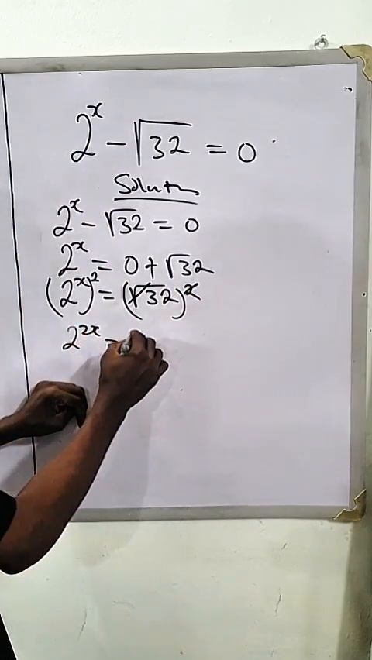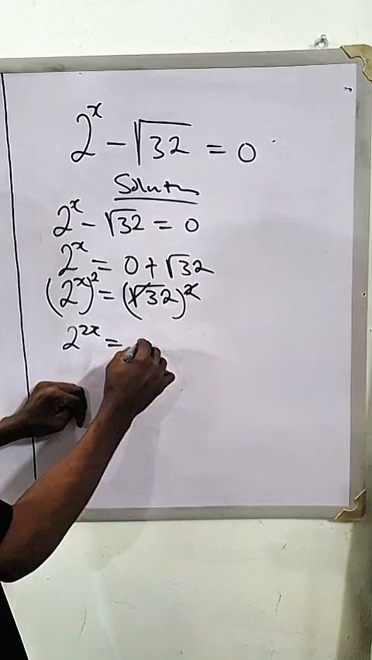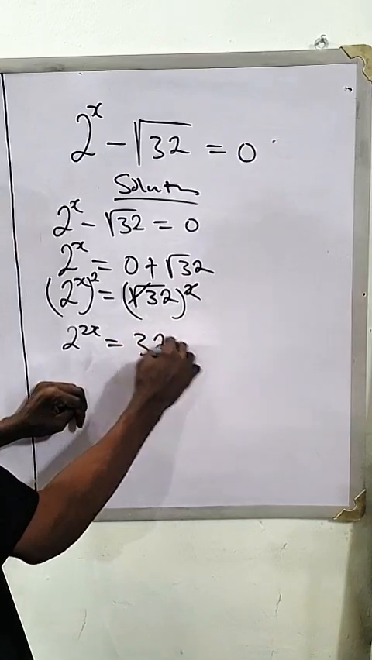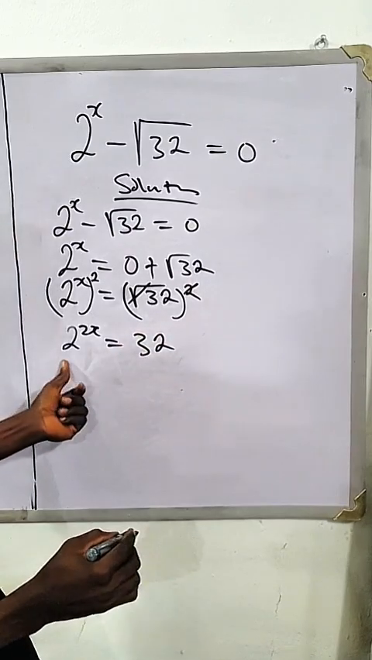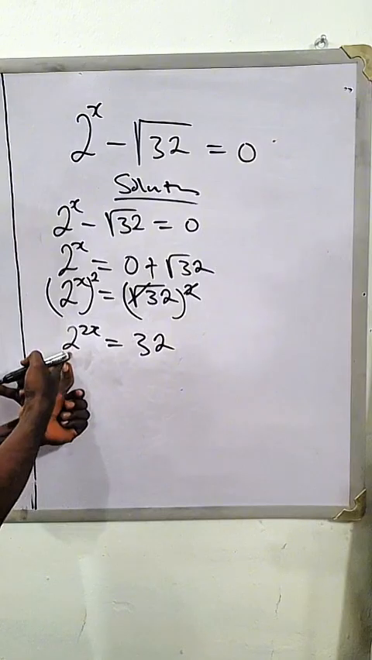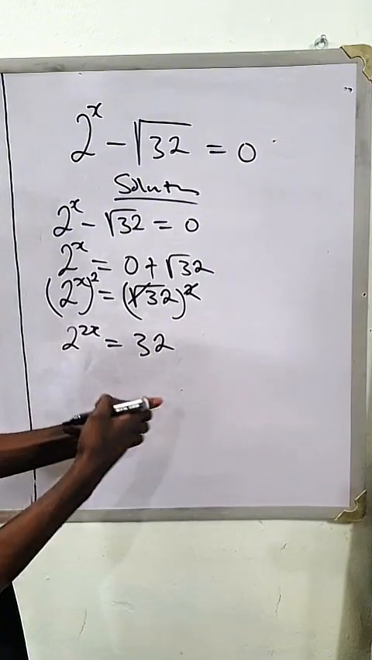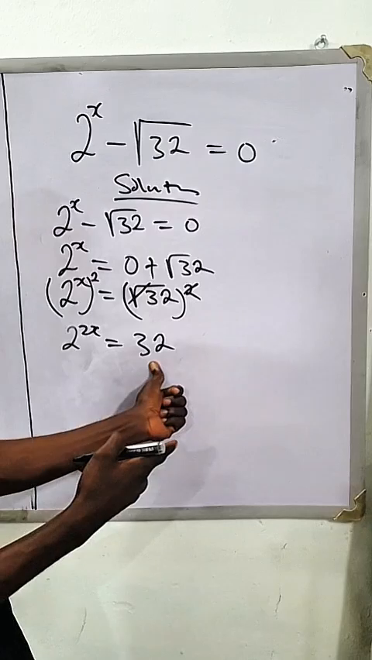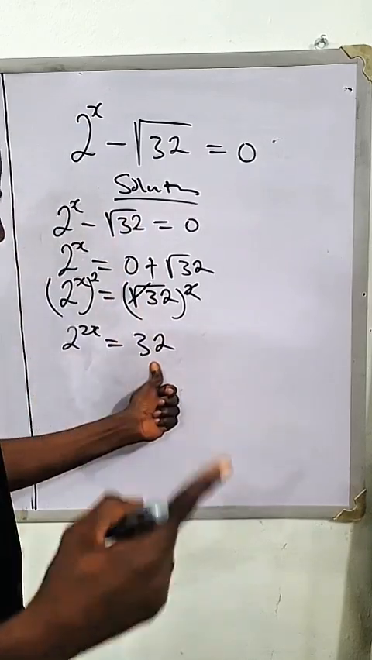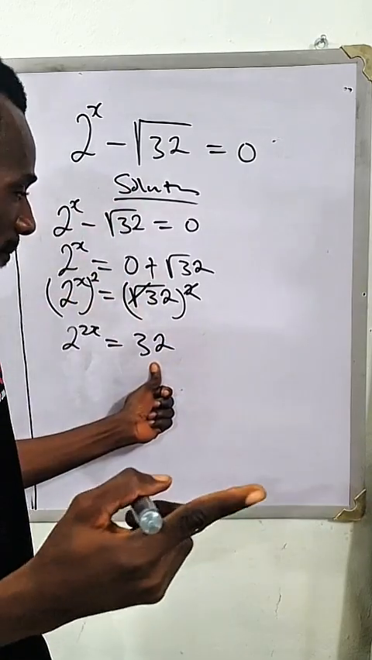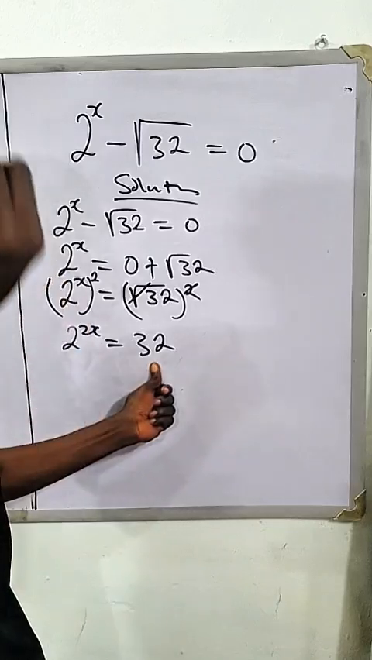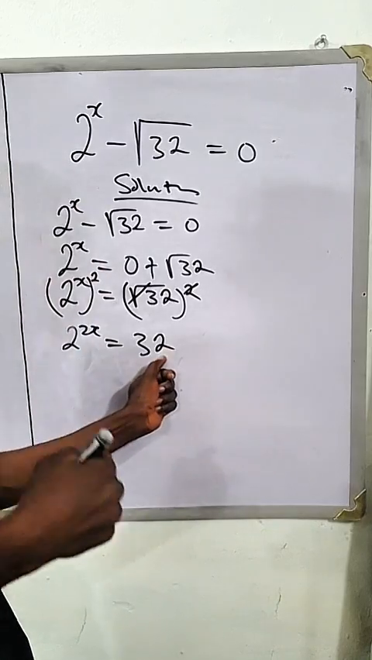So what do we have? 2 raised to the power of 2x is equal to 32. Now, look at this, the left hand side, we are having 2 raised to the power of 2x. That means we are having base of 2. So what do we do? What number can we raise to a power that will give us 32? And it should be what?